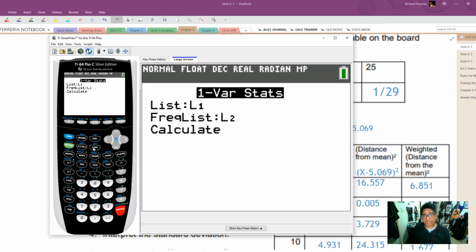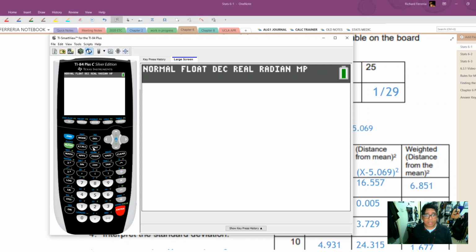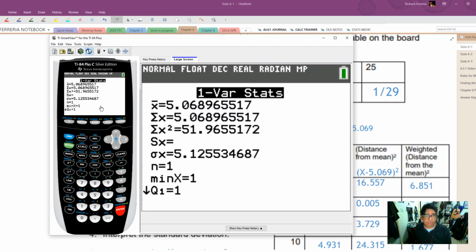Now in One Variable Statistics, this is where we're going to use the frequency list. List 1 is going to be the numerical outcomes. List 2 will be the probabilities, which is the frequency list. And then we push Calculate. And that will come up with our same mean, 5.069, and our same standard deviation, 5.125.